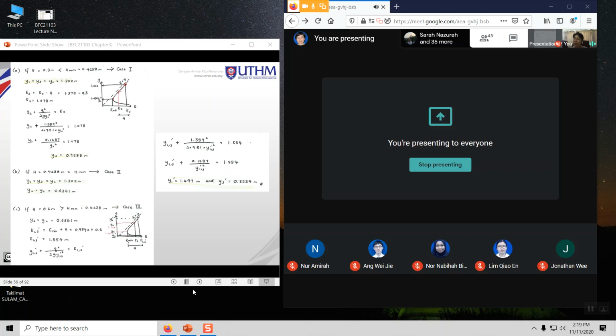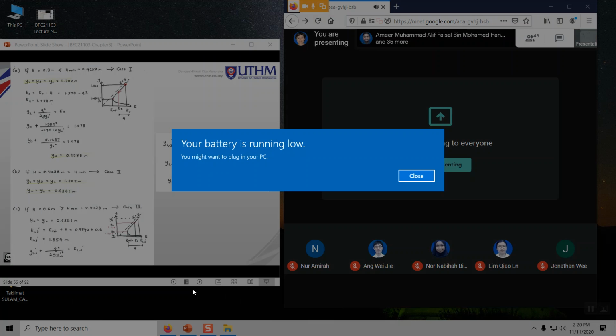Or basically, if you draw your sketch of the flow over the broad crested weir, you know that your E0 is actually E2 plus H. Or from the bottom, it should be H plus E2. It should be the same. Now A, if H is less than H min, so case 1. Yesterday, we already looked at the summary table, right? For case 1, Y2 is not Yc, so we need to find Y2.